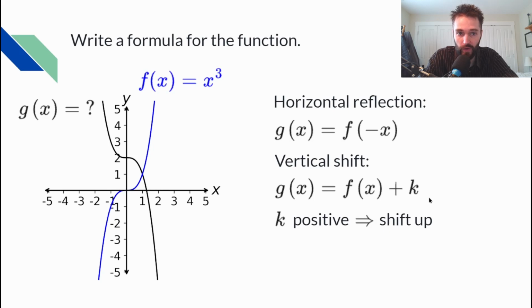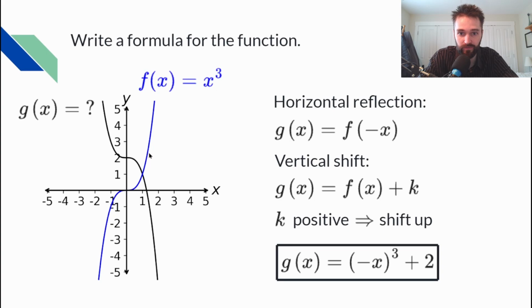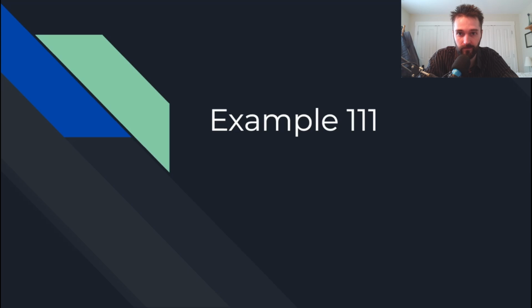So incorporating both of those transformations, we end up with g of x equals (negative x) cubed plus 2. Okay? We plugged a negative x into the function f, and we cubed it, right, to get that horizontal reflection. And then we added 2 to get it to shift up by 2 units. So this is my final answer. Okay, great.